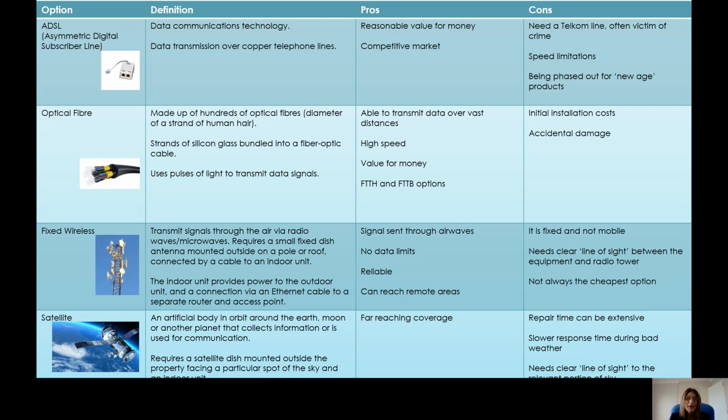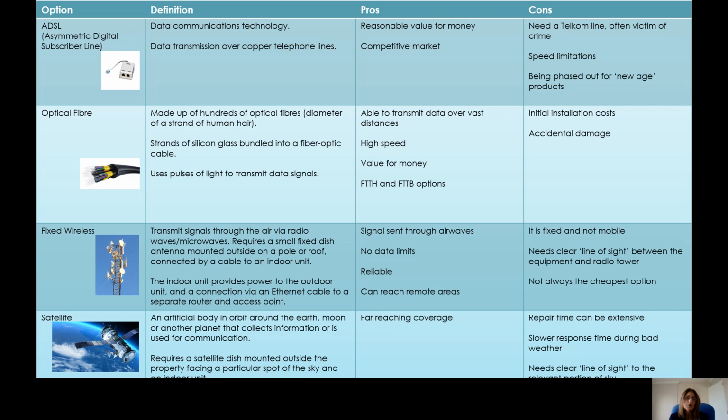Also bear in mind that you may get slower response time during bad weather. So weather would affect your connection as well. And similarly to your fixed wireless, your dish needs a clear line of sight. Nothing can interrupt it or be in the way in terms of receiving that signal from the satellite.